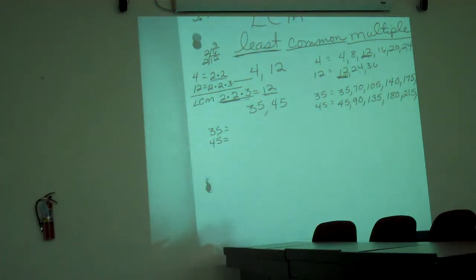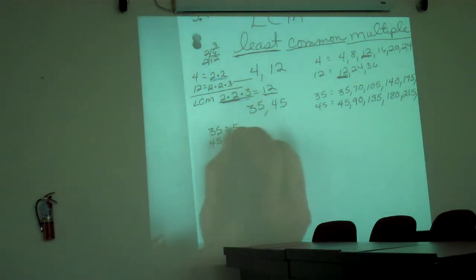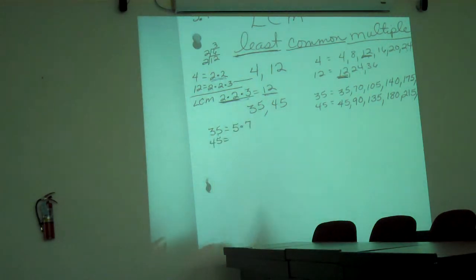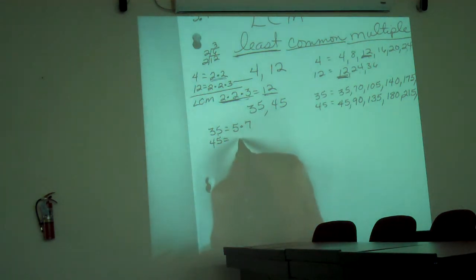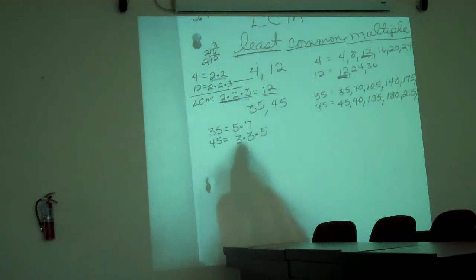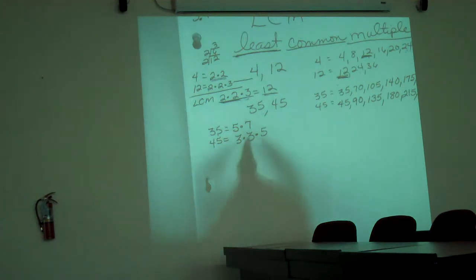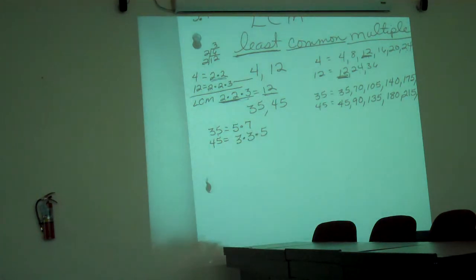35 is 5 times 7. That one was easy to do. 45 is 9 times 5. But 9's not prime. 9 is 3 times 3 times 5. 9 times 5 is 45. Okay, so our least common multiple needs 3's and 5's and 7's in it.